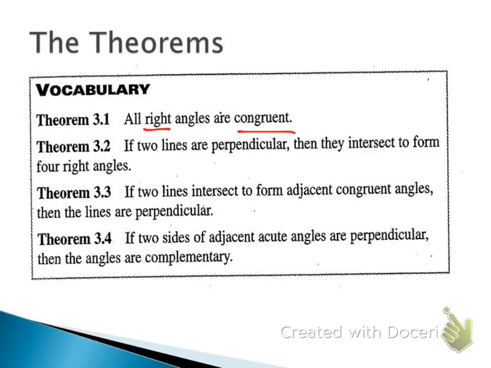Second one, if two lines are perpendicular, then they intersect to form 4 right angles. Again, that should not be a surprise. If two lines intersect and they are perpendicular, then we should be able to show that all 4 of those would have to be right angles. The third one, if two lines intersect to form adjacent congruent angles, then the lines are perpendicular.